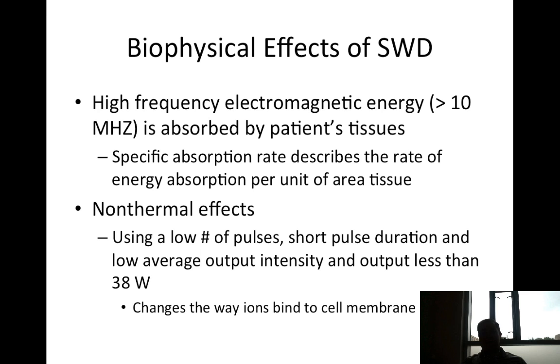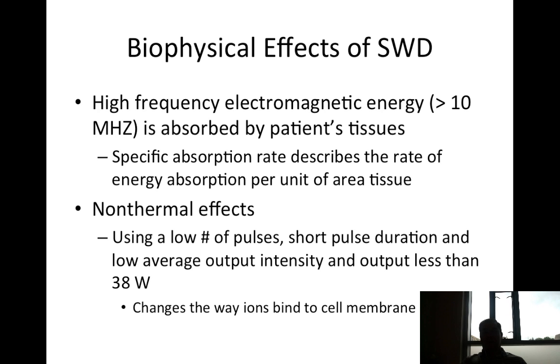Biophysical effects of diathermy. Fancy words, right? High frequency electromagnetic energy, greater than 10 megahertz, is absorbed by the patient's tissues. The absorption rate describes the rate of energy absorption per unit area of tissue. What does that mean? Well, if we know the electromagnetic energy is absorbed by the patient's tissues, we can understand the rate of absorption per area of tissue.